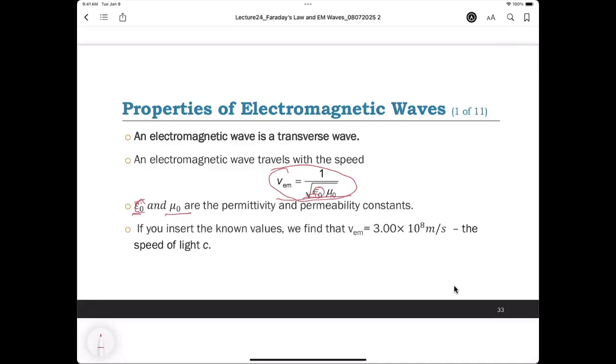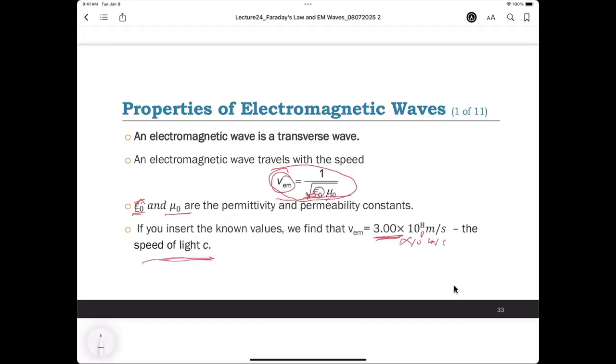permittivity and permeability constants. Those two are constants. And if you insert the known values, we find that this velocity, this speed, just equals 3 times 10 to the power 8 meters per second. It's just the speed of light.